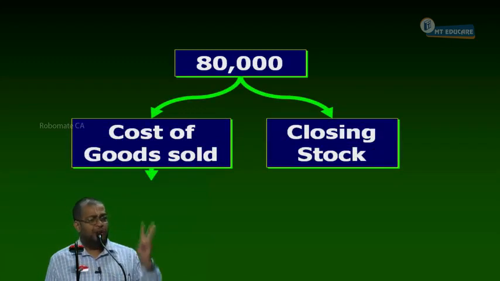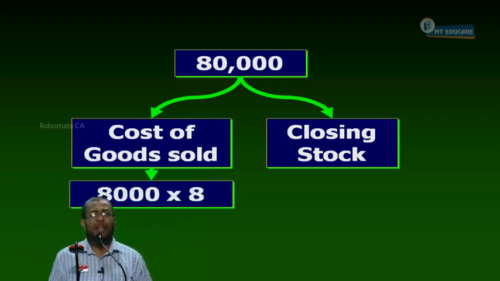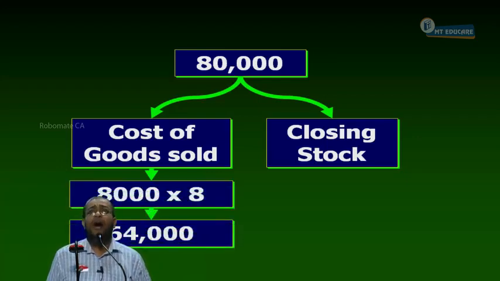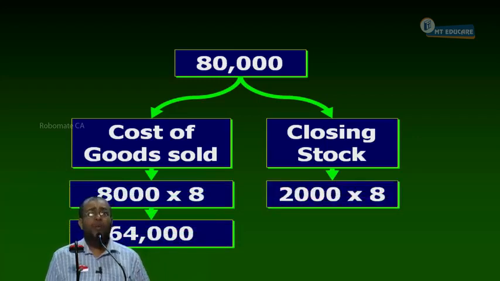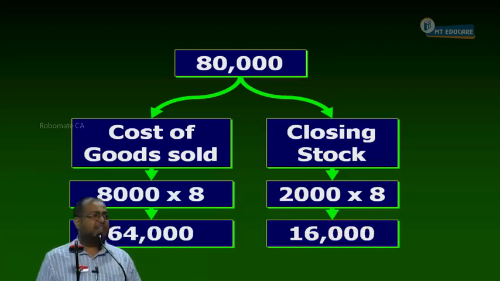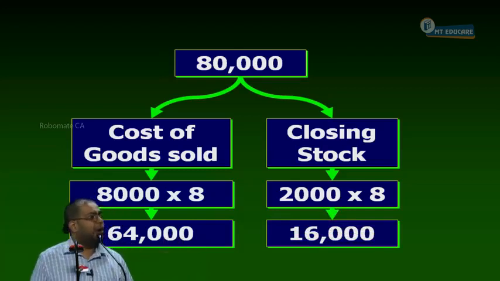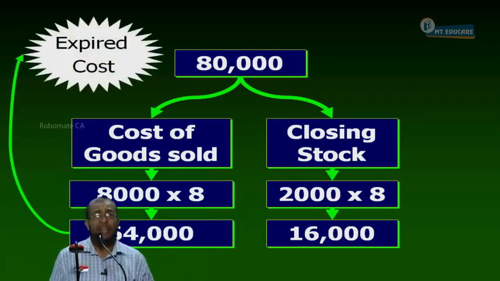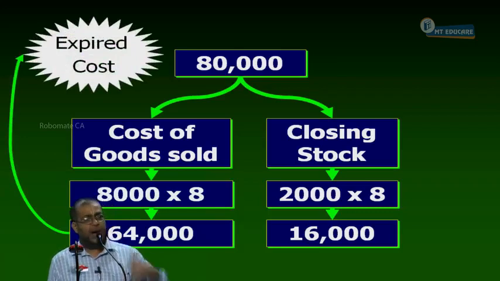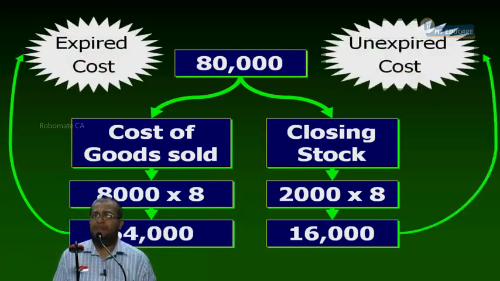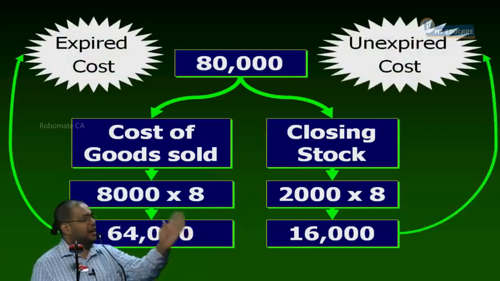How many units are sold? 8,000. The cost per unit is 8. The cost of goods sold here is 64,000. Now, how many units are unsold? 2,000. The cost per unit is 8. The closing stock here is 16,000. Respond yes or no. Now, the 64,000 is called cost of goods sold, which will be deducted against sales to calculate gross profit. This becomes the expired cost. The 16,000 goes to next year. It becomes the unexpired cost. Up to this, only manufacturing cost is discussed.